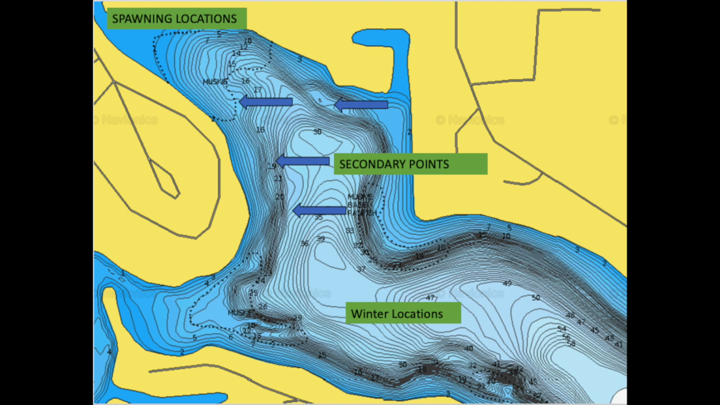So just to recap, guys, remember, if you can't find the fish shallow and ready to spawn in that pre-spawn time, work back those secondary points. Chances are somewhere in between their wintering spot and their spawning location, they're going to be sitting on a secondary point. That's where you can find them.